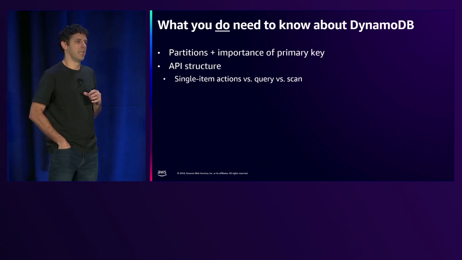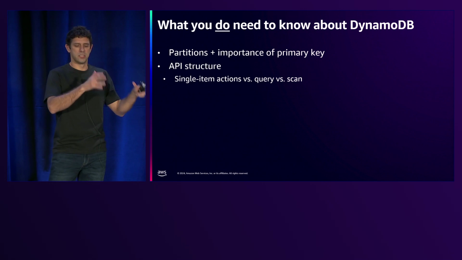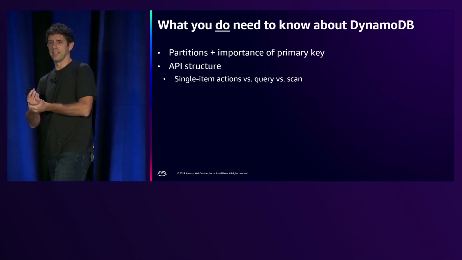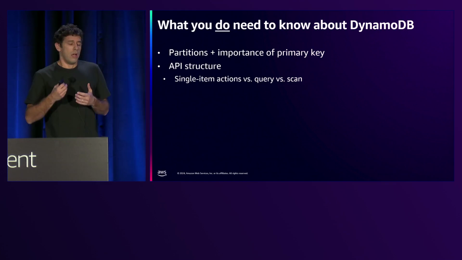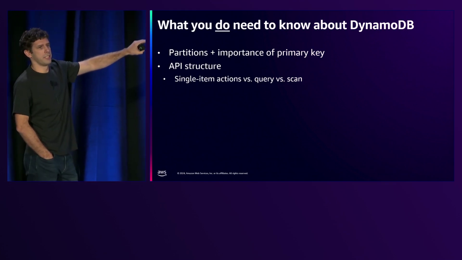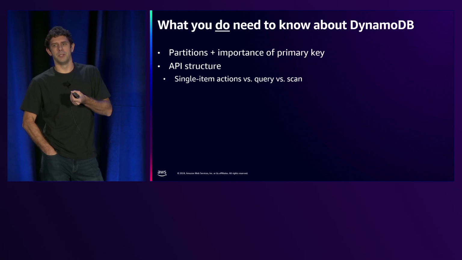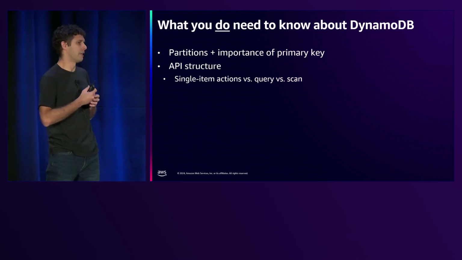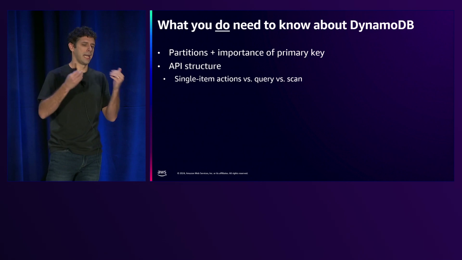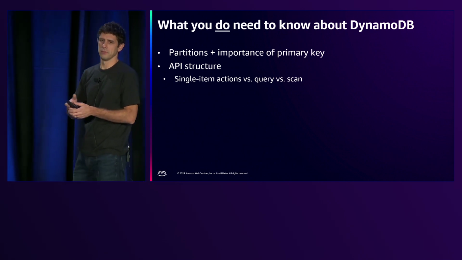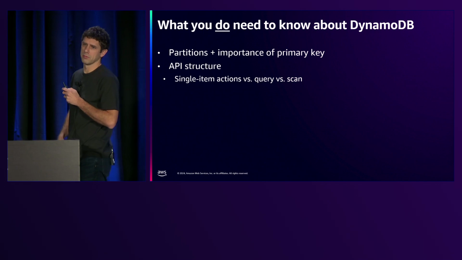Make sure you understand the API structure of single item actions versus query versus scan. And you can actually write SQL against Dynamo using something called PartiQL, which is fine if you're up for that, but I would say make sure you understand the API structure first, because Dynamo is giving you hints about how you should be designing your table, how you should be using the thing. And if you just start throwing SQL queries at it without understanding the API structure and that conceptual framework of Dynamo, you're going to write some inefficient queries and you're not going to get that consistent performance at any scale.